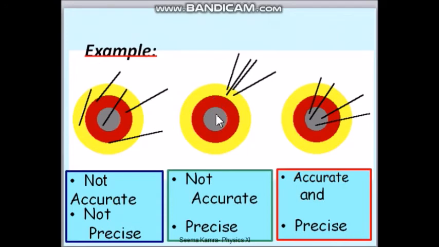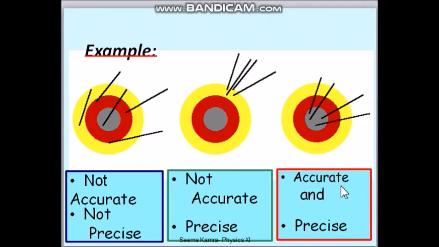Here you see that none of the arrows has reached the center. So this measurement is not accurate. But all the arrows which were targeted are very close to each other. So all the measurements are very close to each other. That means the measurement is precise. Here you see that the arrows are almost reaching the center and all the arrows are near each other also. So near each other means precise and near the true value means accurate.